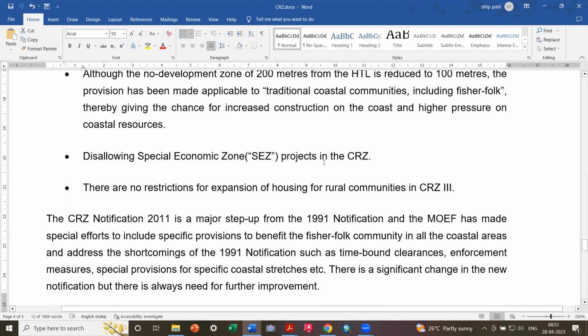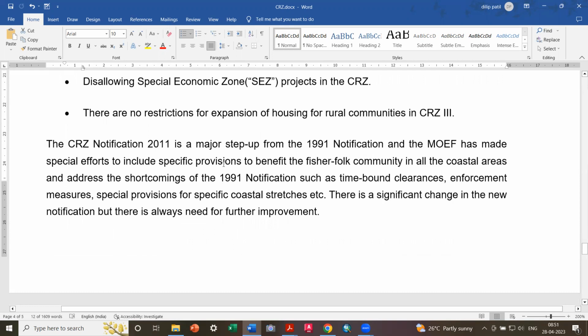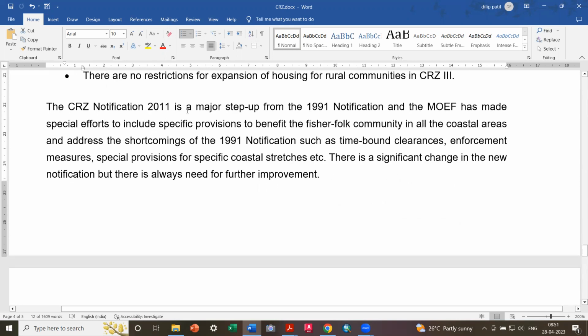Disallowing special economic zone projects in the CRZ. There are no restrictions. We will check it through our new or present Act and discuss it. Disallowing, okay, there are no restrictions for the expansion of housing for rural communities. The CRZ notification 2011 is a major setback.